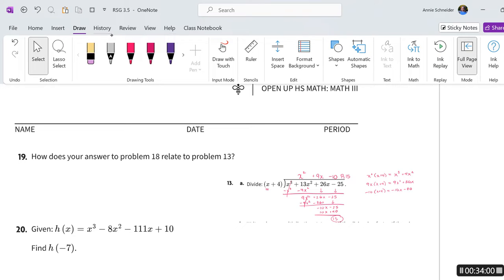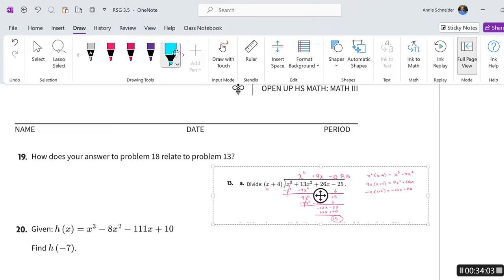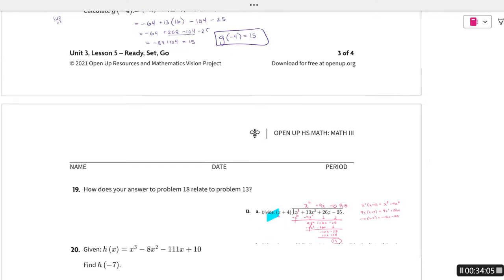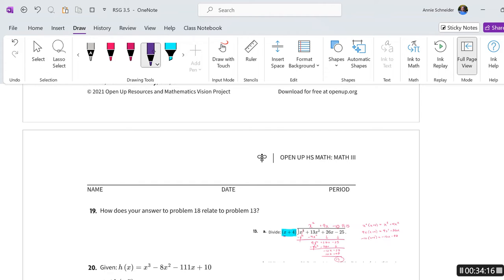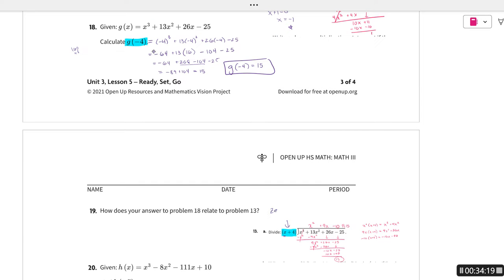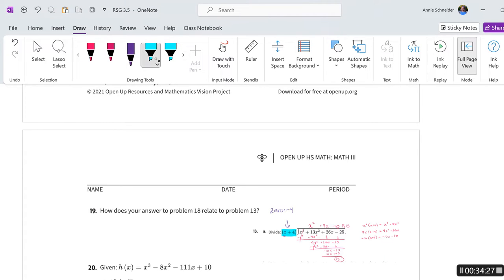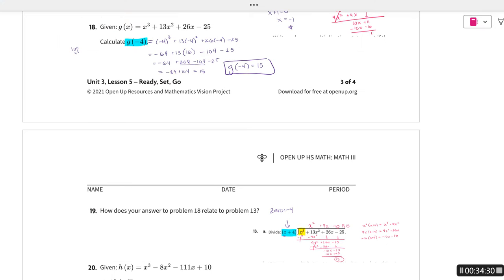So we see that we have x plus 4. Let's try to get this all on one screen. There we go. So x plus 4, and we did g of negative 4. So again, that 0 that we're talking about here is negative 4, which is what we inputted. So those are the same. And now let's look at, here we have x cubed plus 13x squared plus 26x minus 25. So that is the same as the equation we plugged in.